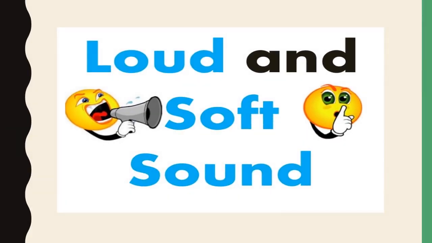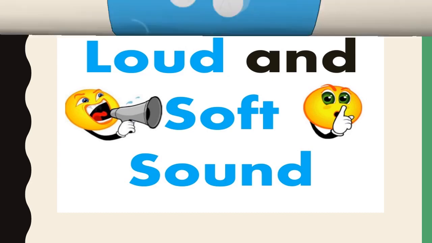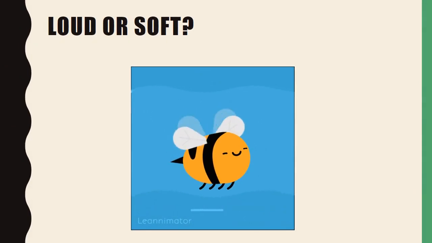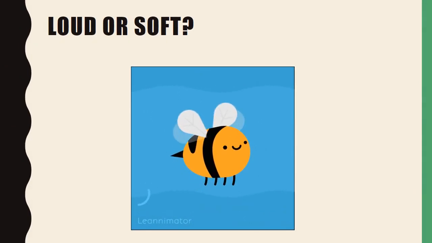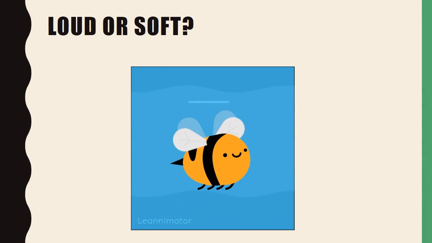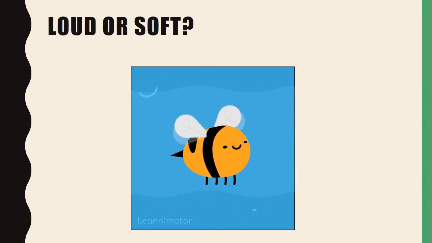Okay, students, now let us see if you know how to differentiate loud sound and soft sound. I will be showing you some pictures and you're going to tell me if that picture shows loud sound or soft sound. Are you ready? Okay, let's start. This is our first picture. What can you see? Yes, it's a bee.